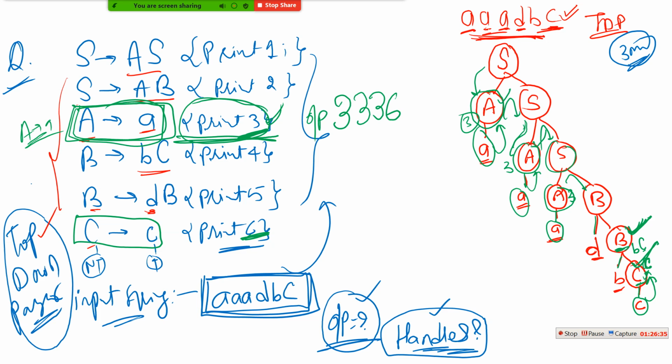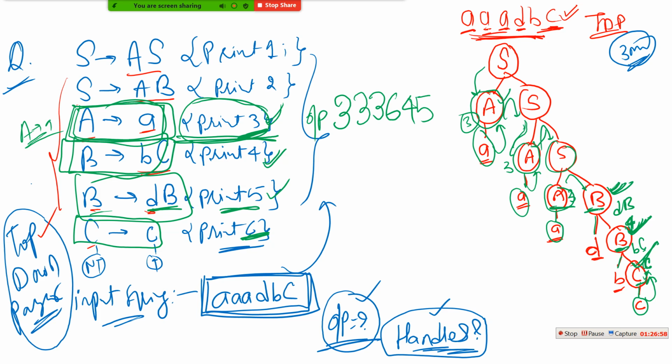So this B derives bC, and 4 is there. So now this 4 will be executed, so 4 will get printed on the screen because of this B. Now this B is generating the value dB completely, so now B derives dB, that is, 5 will get printed because of this B. Now because of this AB, I have the value of a, that is small a here, and I have the value of this B, that is dB here, so completely with A and B I will generate the value of S.